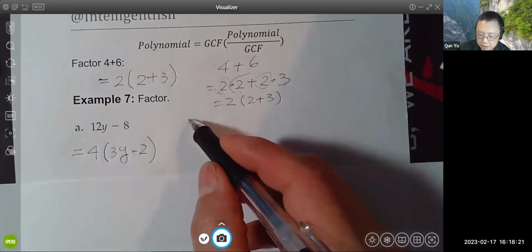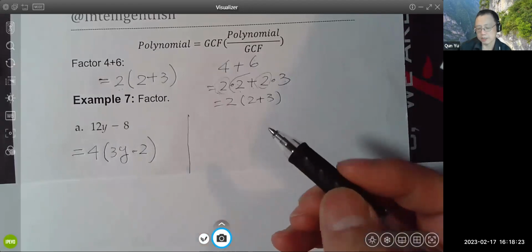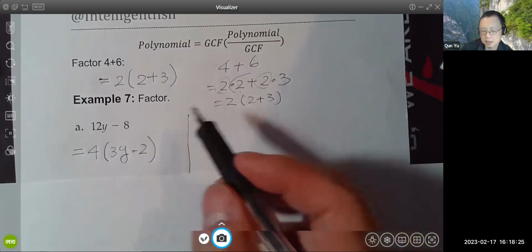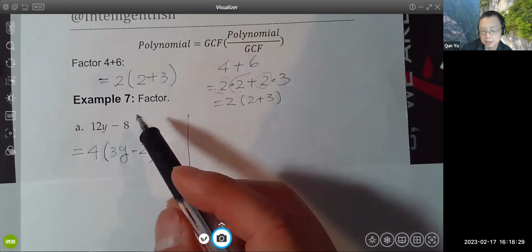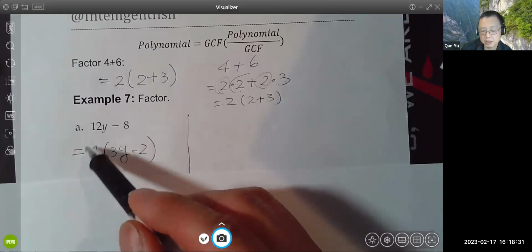Now, let me mention this. This is the right moment for me to mention that. Sometimes when these numbers get bigger, we just cannot figure out the greatest common factor.